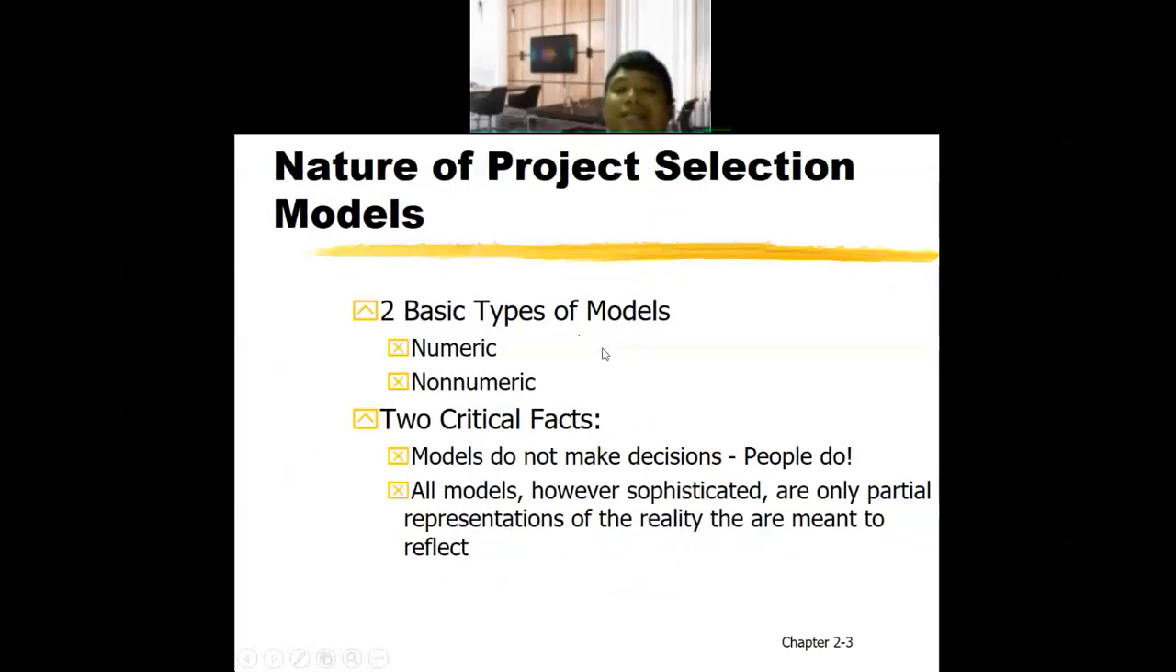There are two basic types of models, numeric and non-numeric. Two critical facts: models do not make decisions, people do. All models, however sophisticated, are only a partial representation of the reality they are meant to reflect. So even if you have a project selection model, the decision is ours. And sometimes the model is sophisticated and complicated, so it is just a suggestion to help us make a decision.